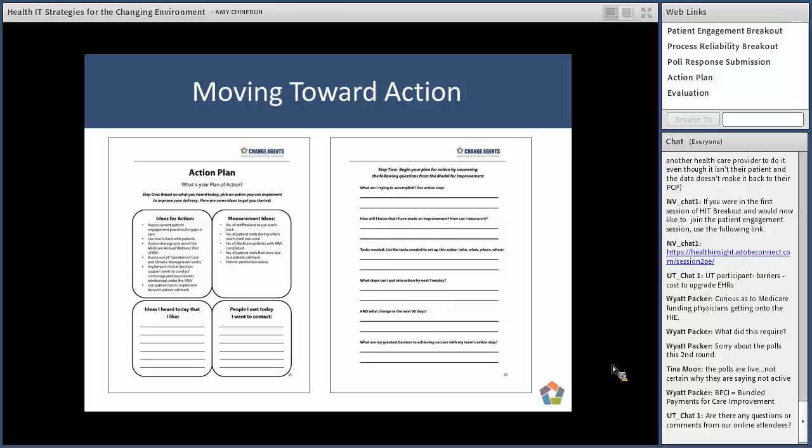On pages 11 and 12 of your Change Agent Action Book, you'll find the action plan. Step 1 is to pick an action you can implement to improve care delivery. Page 11 lists ideas for action and potential measurement ideas as well. These are only examples. Please use those ideas that you've come up with throughout the day. Step 2 will be actually to fill out on page 12 a little bit more about your action plan.